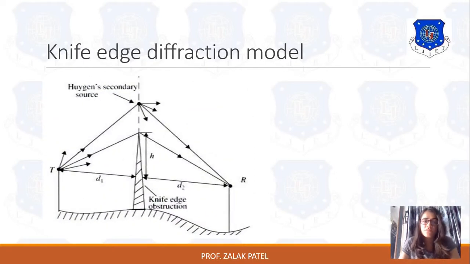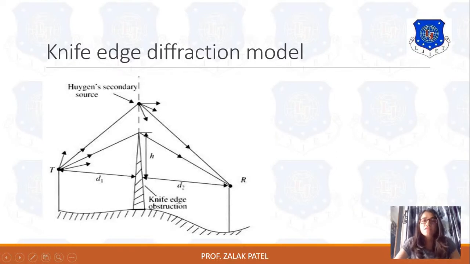For this, consider this figure. Here we take the example of only one obstruction present. You can see that this is one obstacle present in between the path of transmitter and receiver. This is the height of transmitter and this is the height of receiver. This is the height of obstacle. The distance between transmitter and obstacle is taken as d1 and the distance between receiver and obstacle is taken as d2.